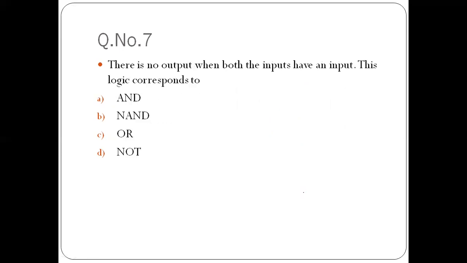There is no output when both the inputs have an input. This logic corresponds to this. So that means when both the inputs are 1, the output should be 0. So that is not true for AND, that is not true for OR. NOT has only one input. So here the correct answer is NAND. NAND is an opposite of AND. So when both the inputs have 1, it will not have any output.